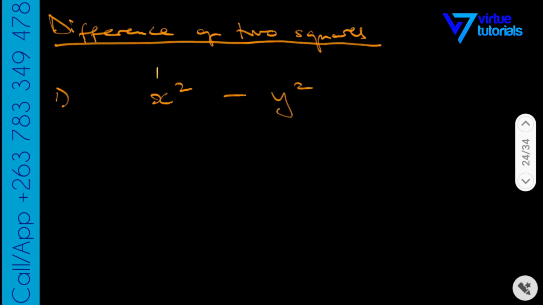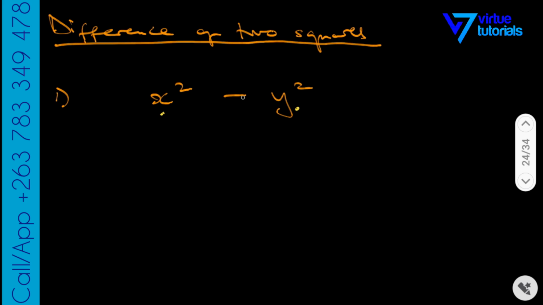Okay, so now let's talk about difference of two squares. So you may have come across a situation like this where you have x squared minus y squared, or something similar, and you have to factorize something like this. This is difference of two squares. Here's the first square, here's the other square. These are the two squares, and there's a minus.